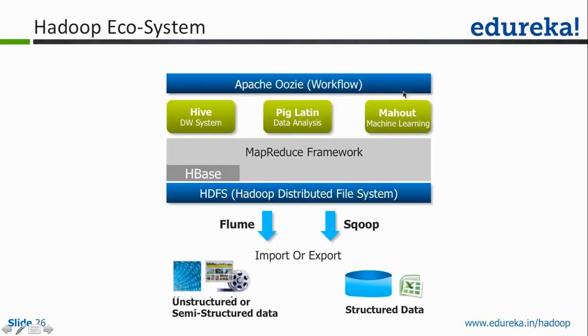Now, Mahout is the machine learning framework. It is used for doing all those analyses like recommender systems and clustering analysis. It is the machine learning component. A lot of applications use machine learning these days, especially e-commerce and social media. In fact, Mahout is being commonly used in almost all the domains these days.